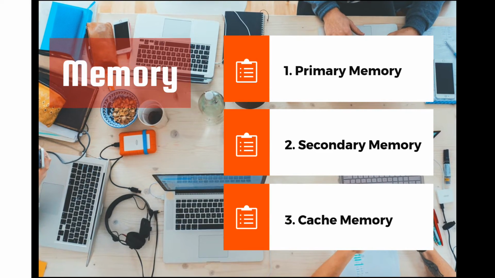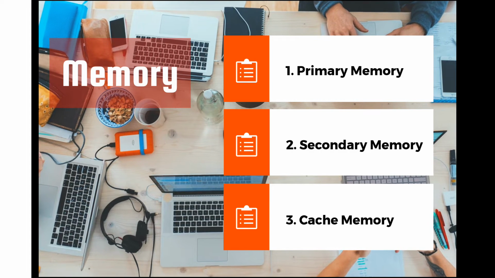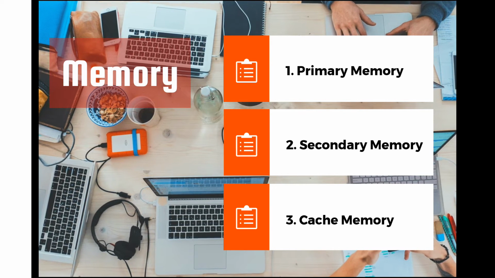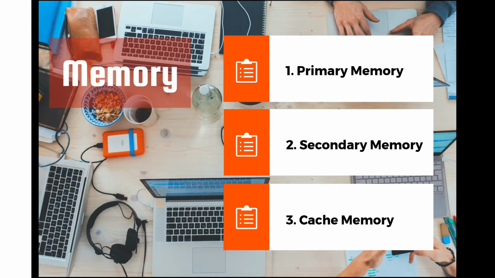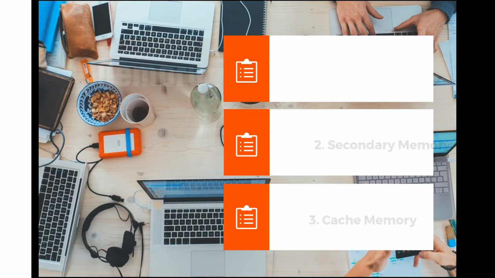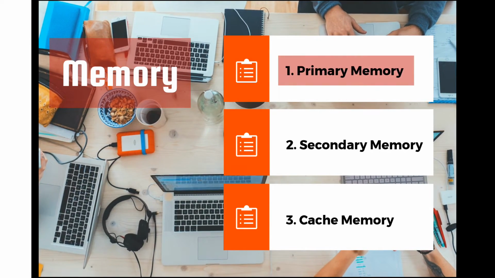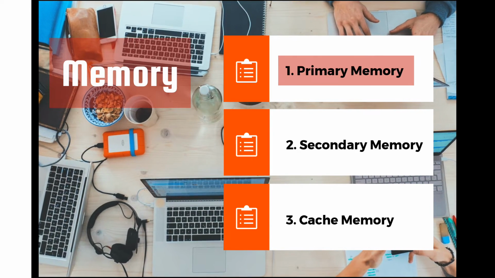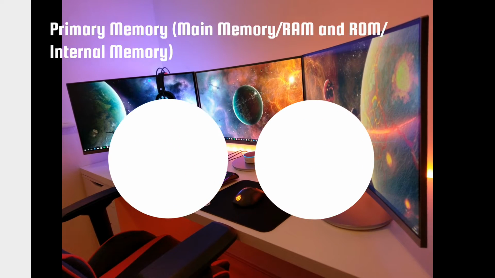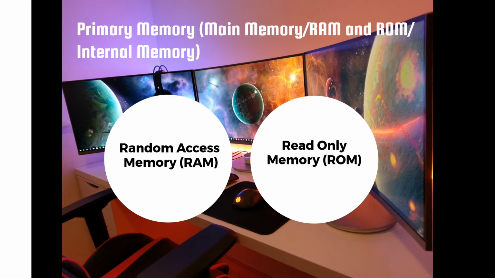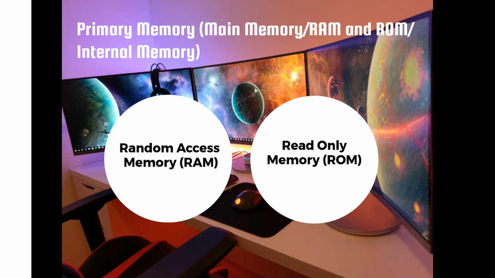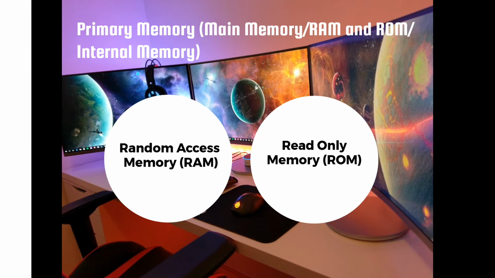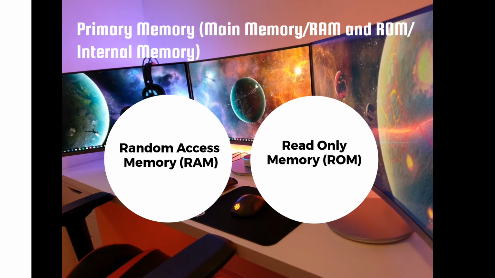Computer memory can be categorized into 3 parts: primary memory, secondary memory, and cache memory. Let's learn about the first type of computer memory, that is, primary memory. Primary memory can also be called main memory or internal memory, and it can be categorized into 2: random access memory (RAM) and read-only memory (ROM).